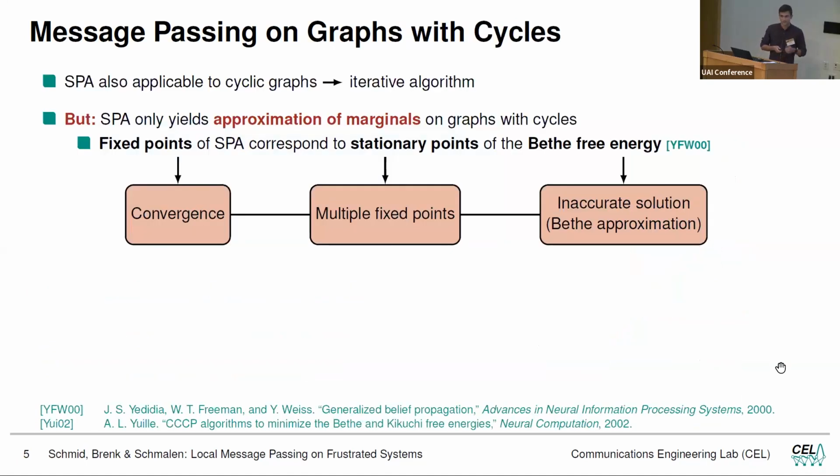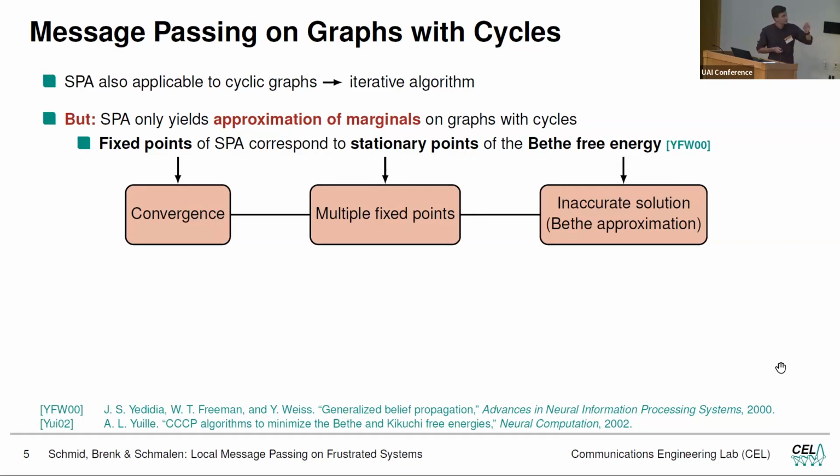So to summarize, we can still apply the sum product algorithm on cyclic graphs, but we will only get an approximation. And especially the algorithm will be iterative here. To be more precise, we can use a very nice connection which Yedidia made in a former work. He found that the fixed points of this sum product algorithm, so of this iterative message passing, correspond to the stationary points of the so-called Bethe free energy, which is a result from statistical physics.